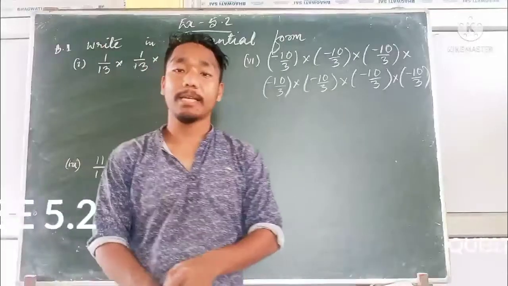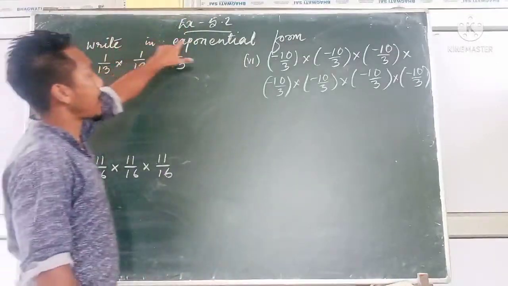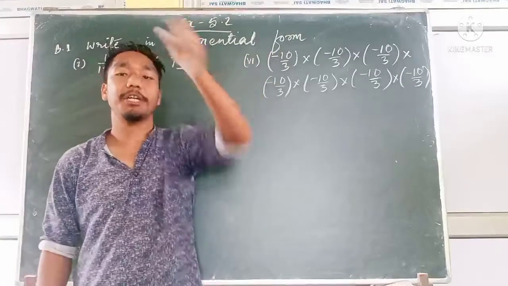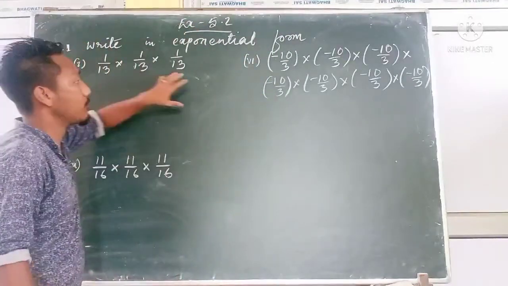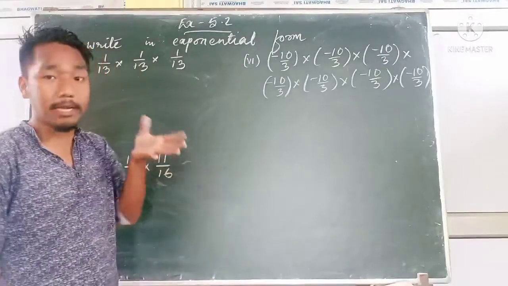Hello, let's move on to the next exercise, that is exercise 5.2. Here you see, write in exponent form. We are talking about rational numbers here, okay? We have to write this in exponential form. Exponential form means we have to write in the form of power.